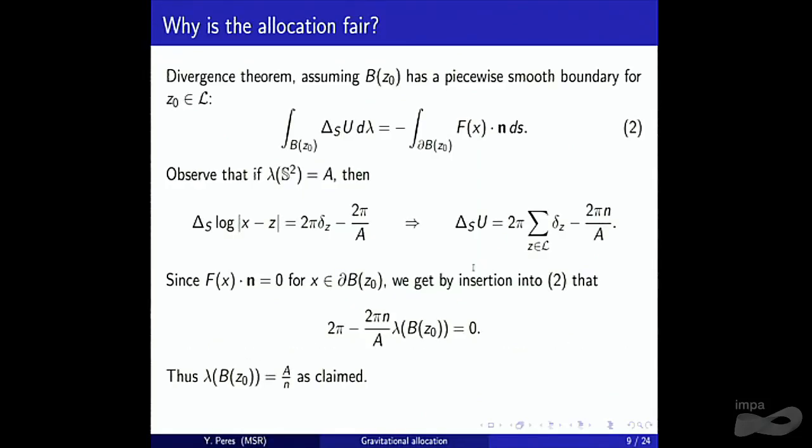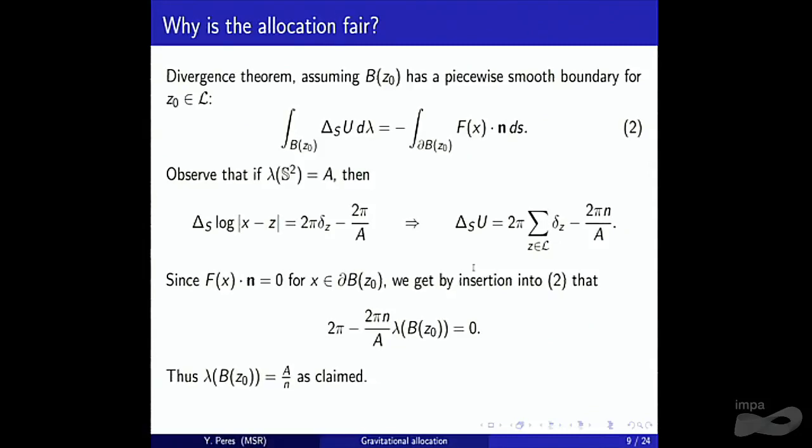So this is the one proof by formulas I want to show you. So hang on, it's just advanced calculus and just the divergence theorem. So we want to understand why the basins have equal area.